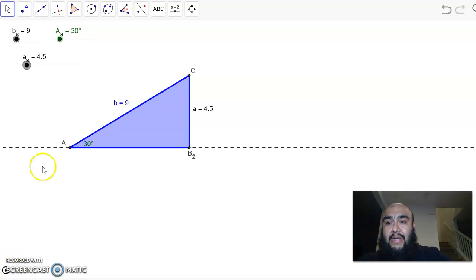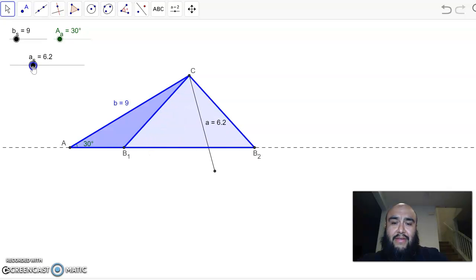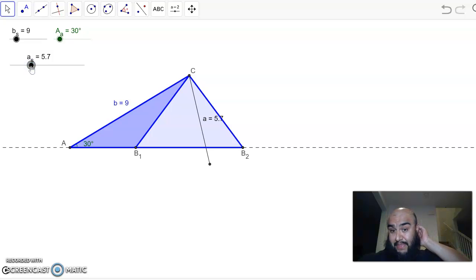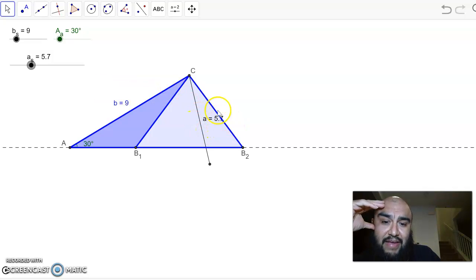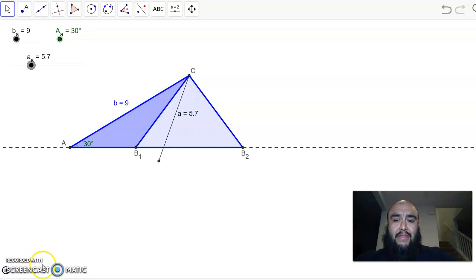Now, let's say I extend A longer than 4.5. What's going on here? In this case, my side A is 5.7, so that length that you see right here is 5.7. Notice when I do the animation, it's going rather quickly, but side A is fixed and not changing. You notice there's a B1 and a B2, so there are two triangles here.